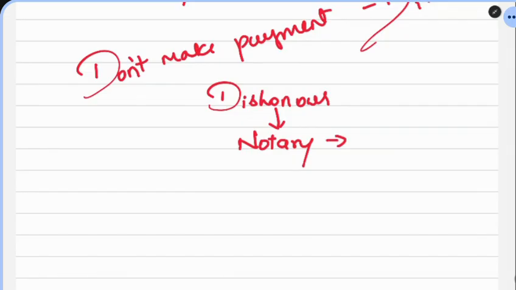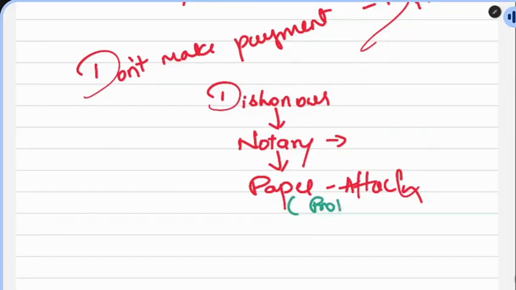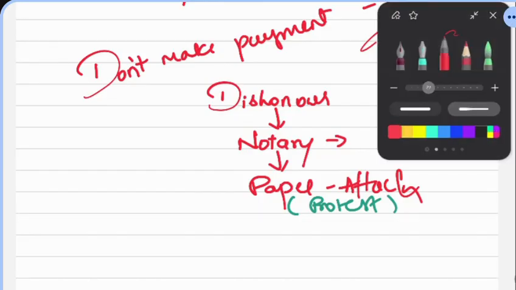What the notary does is, on my behalf, he sends a notice or he visits the house of that person and asks for the payment. Whatever his reply is, he records it in a sheet of paper and attaches it to the bill. And this document is referred to as protest.